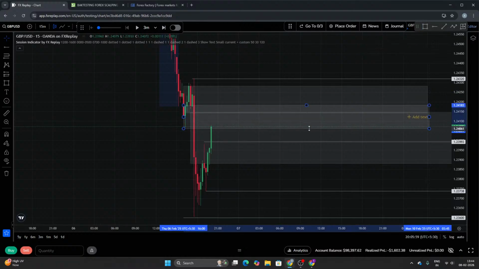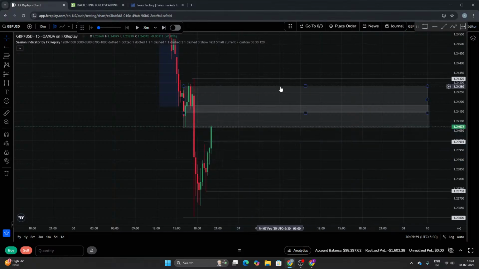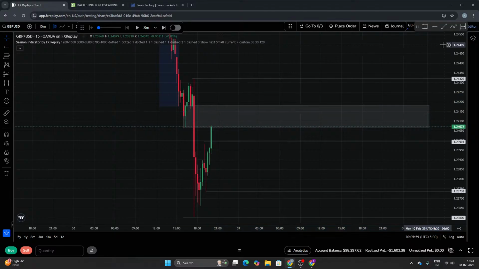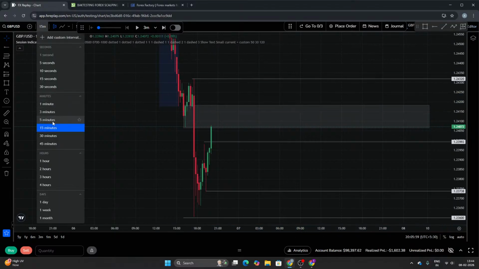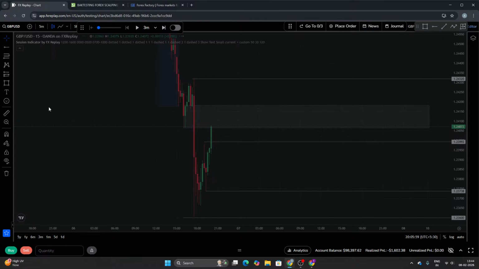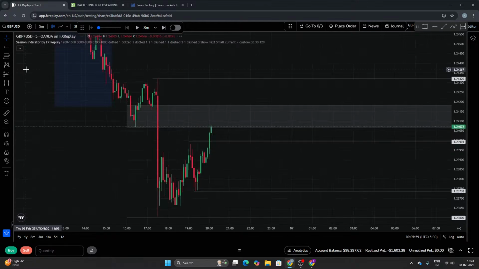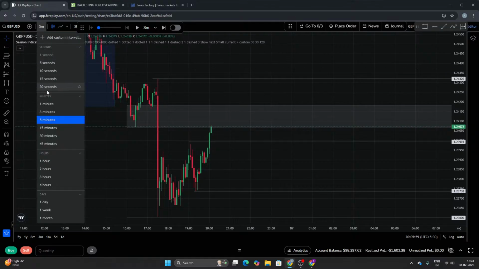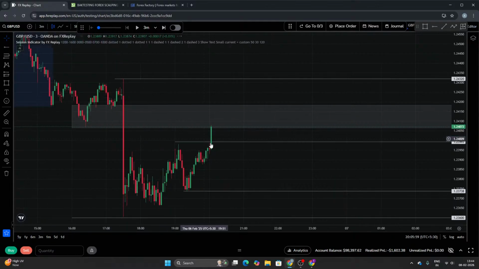Maybe I should mark the full candle. And I will remove this. I'll wait for the breaker point. And I will also remove this. Yes. Now it looks great. It's taking a lot of time to even backtest this setup.